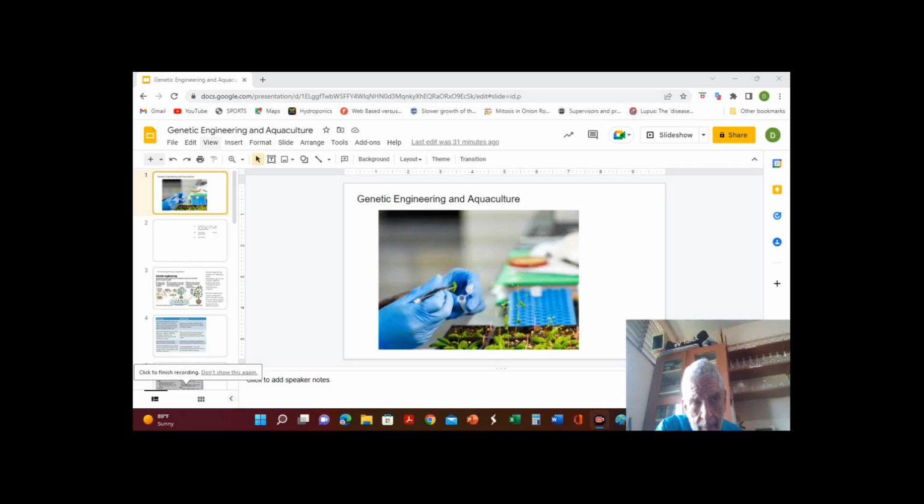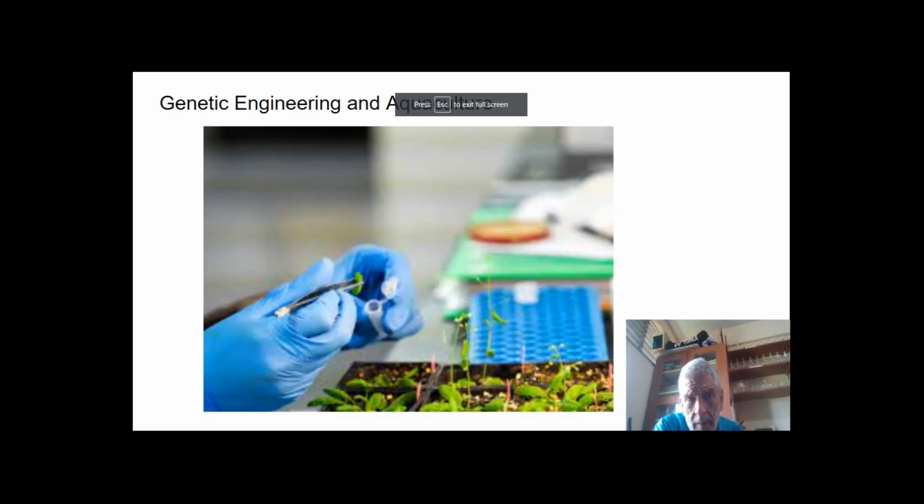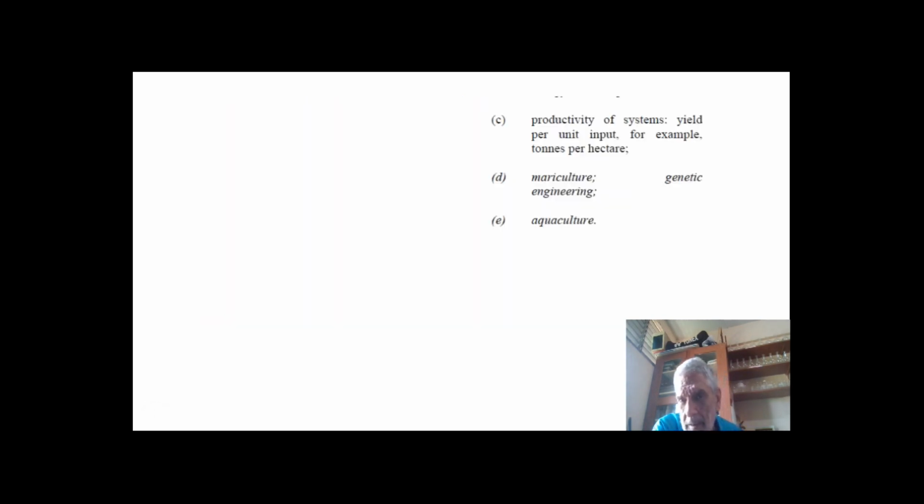Okay, so this presentation is going to look at genetic engineering and aquaculture. So the part of the syllabus we're looking at is part D, mariculture and genetic engineering. And we're also going to incorporate part E, aquaculture. So all of those are covered in this presentation here. And we'll start with genetic engineering.